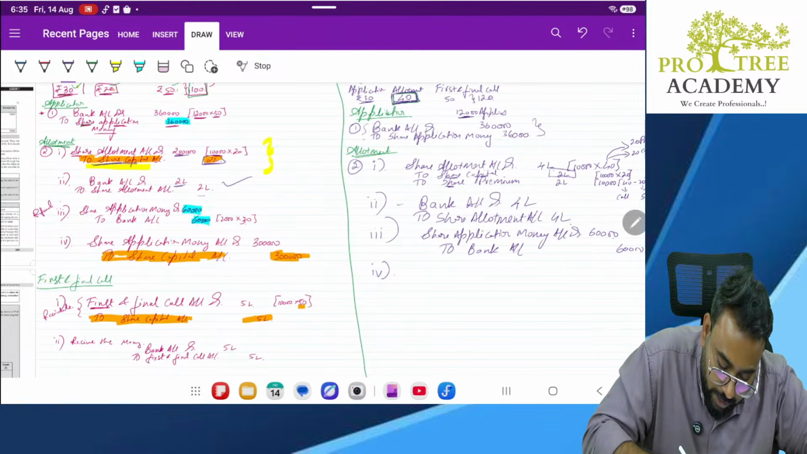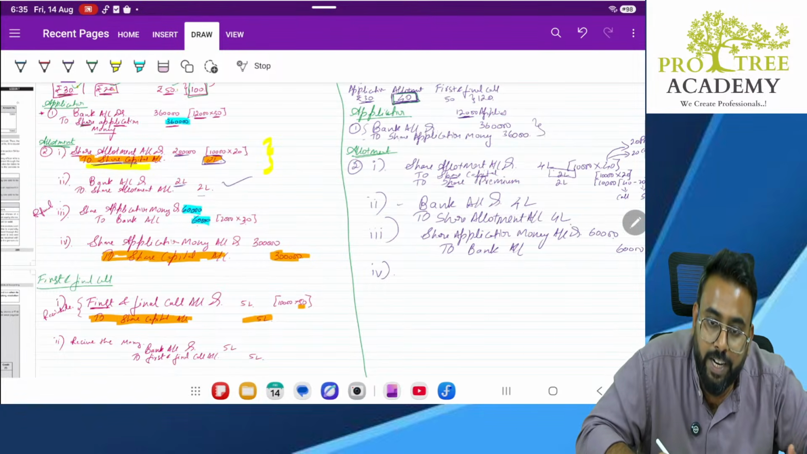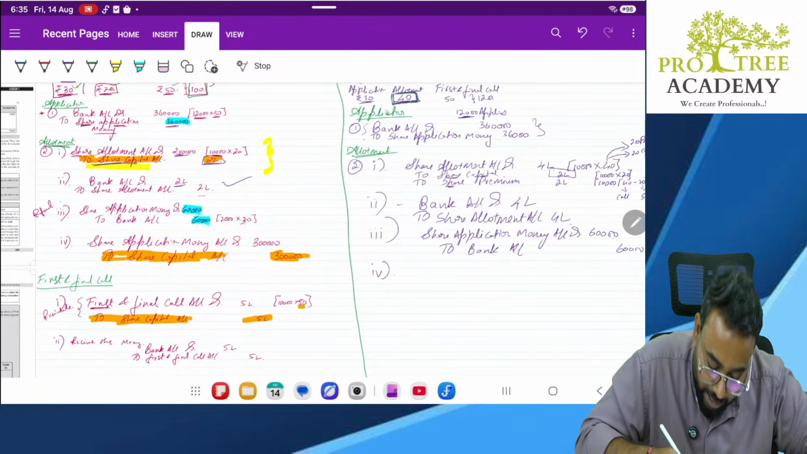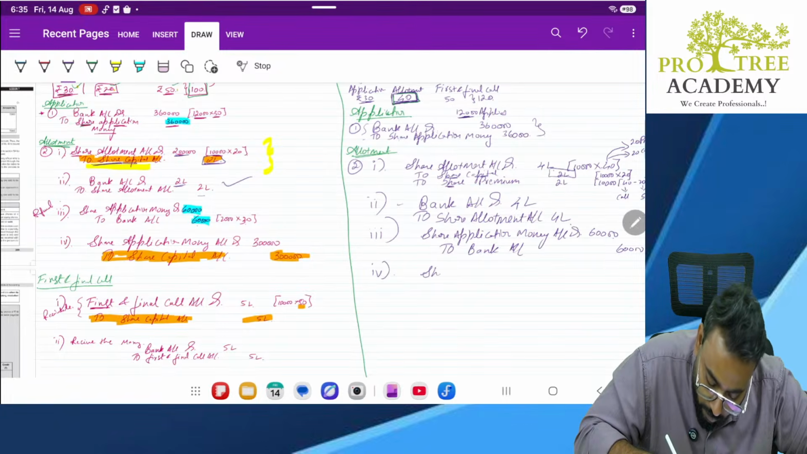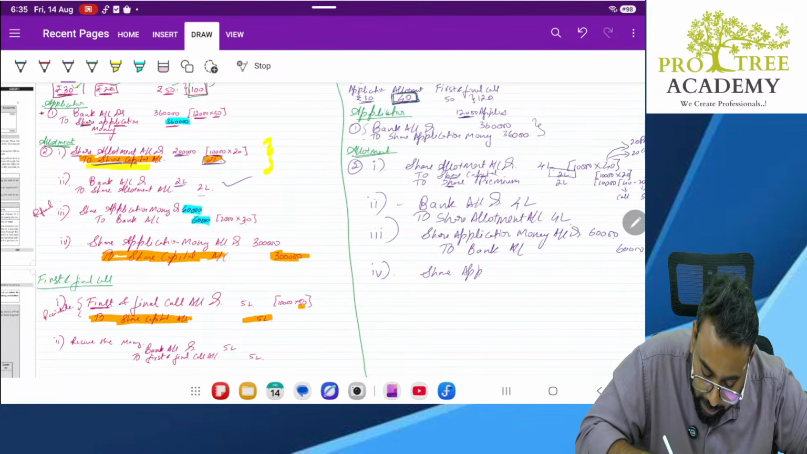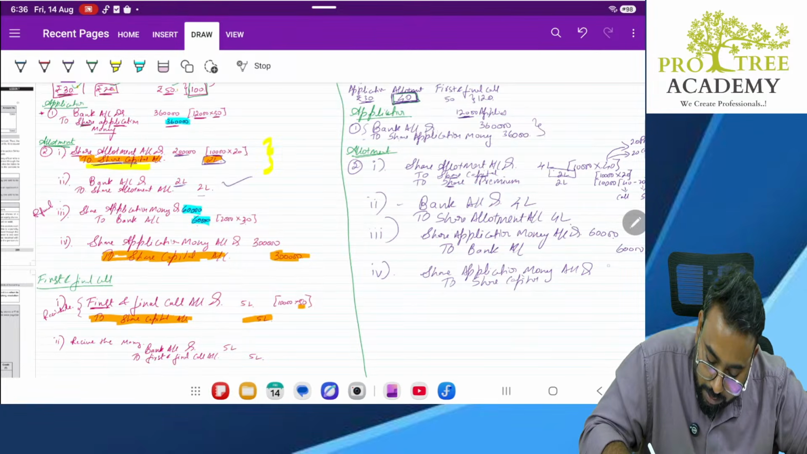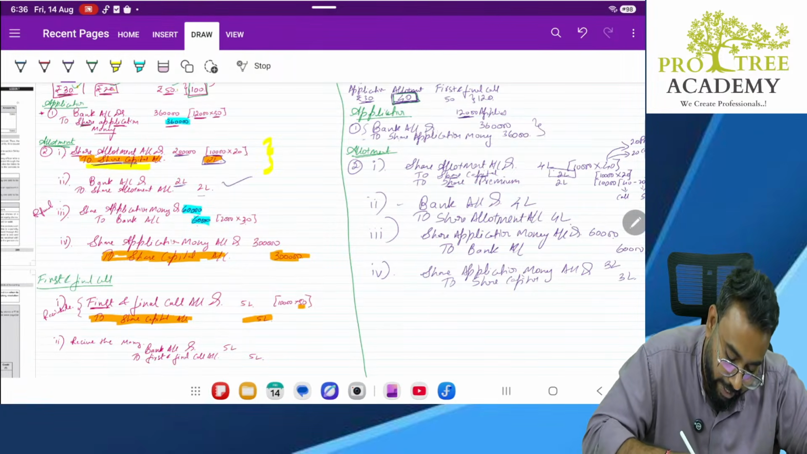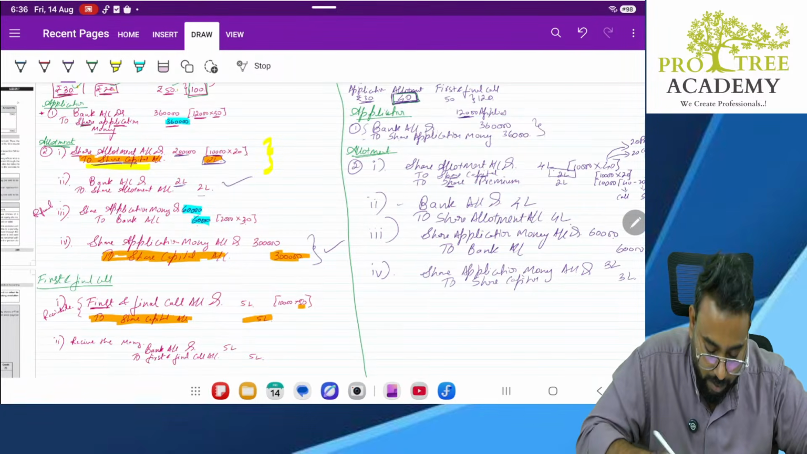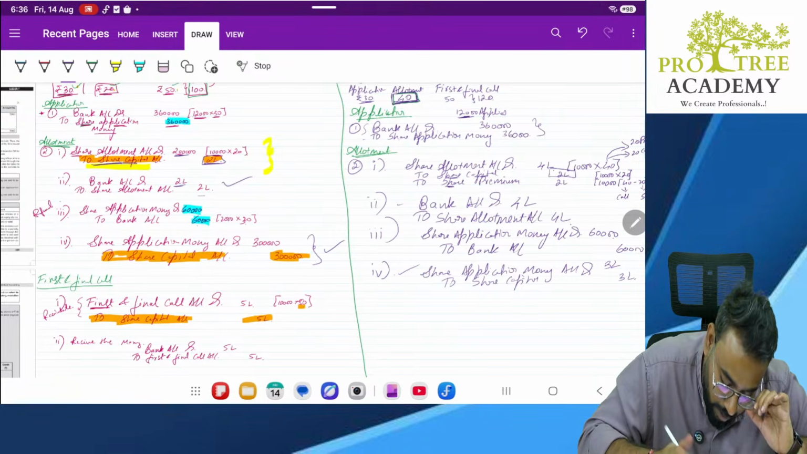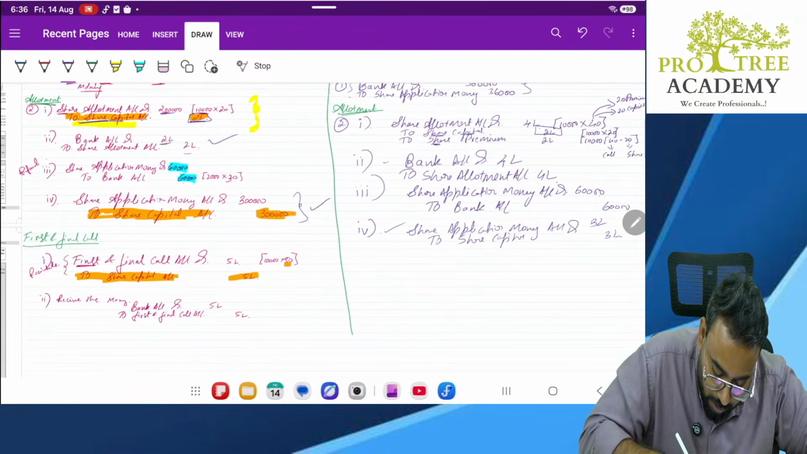Next, fourth one. Now, out of the share application money, 60,000 we refunded. Remaining is towards our share capital. So that entry: share application money account debit to share capital. How much? Sir, 3 lakhs. Entire entry remains same, even the amount. Clear?